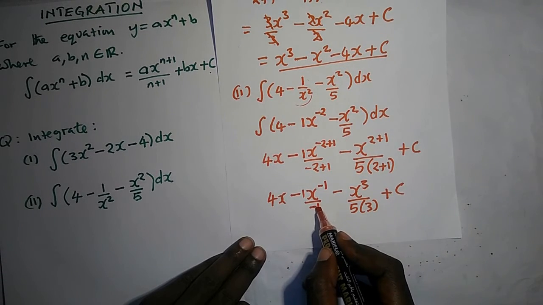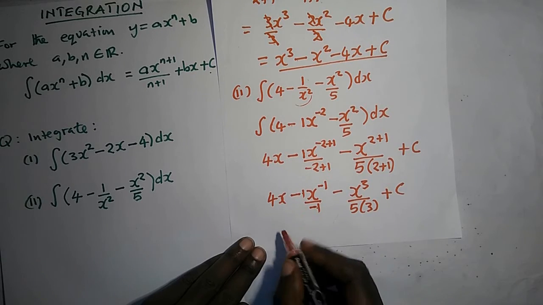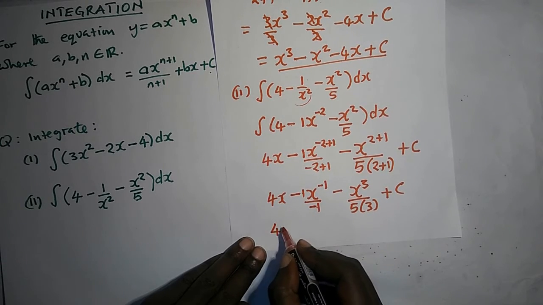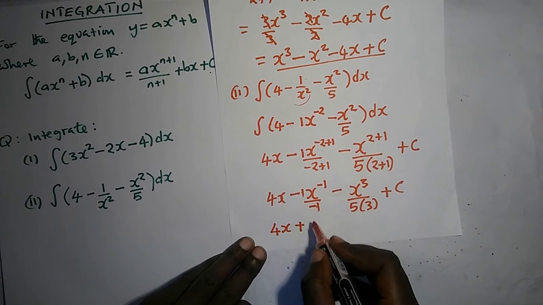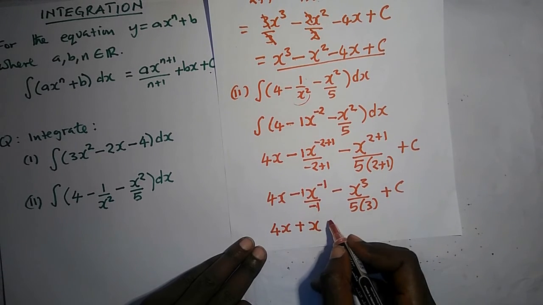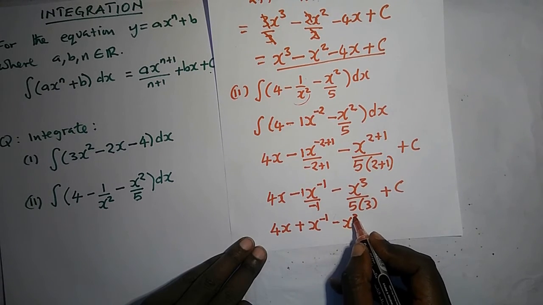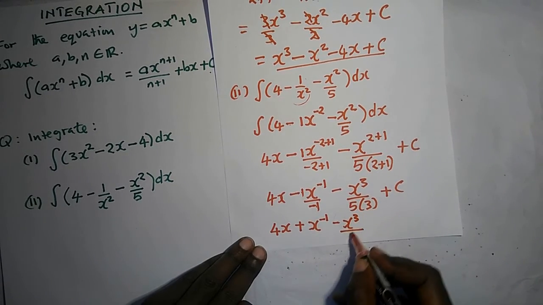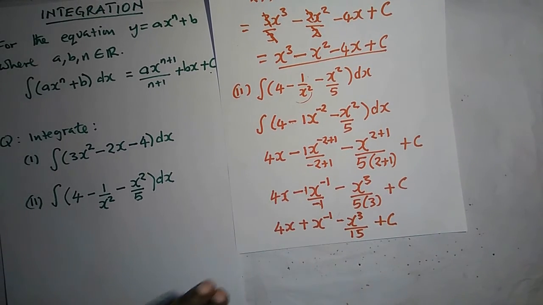This -1 can be divided into that -1 there. So negative and negative will make a positive. You are going to have 4x plus 1 into 1 is 1. So you are going to have x to the power -1 minus x to the power 3 over 5 times 3 is 15, plus c. Okay, so this is our answer here.